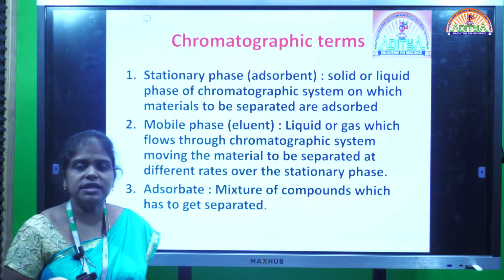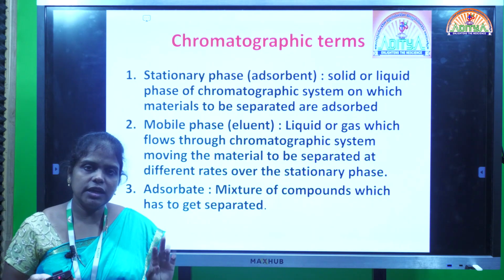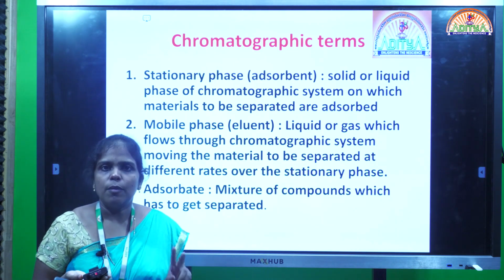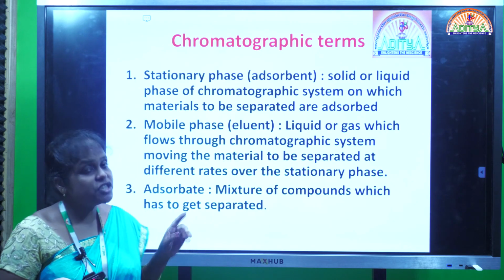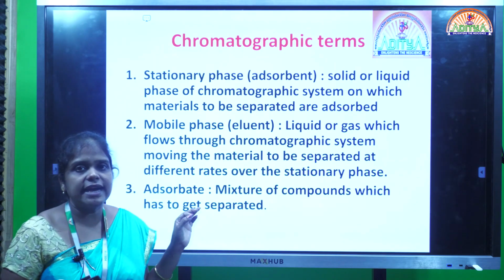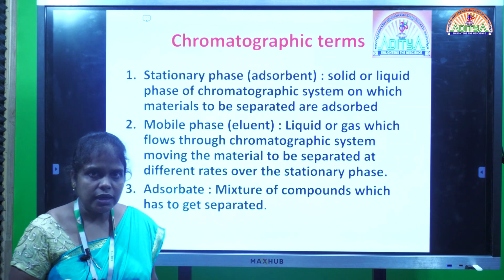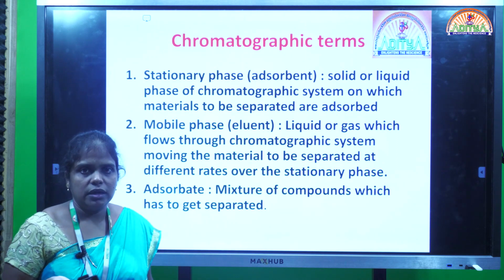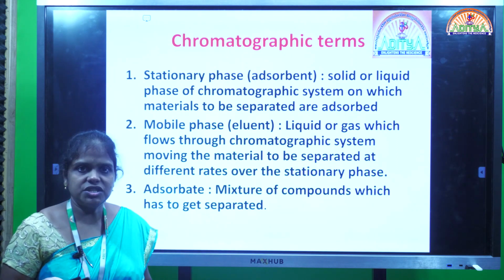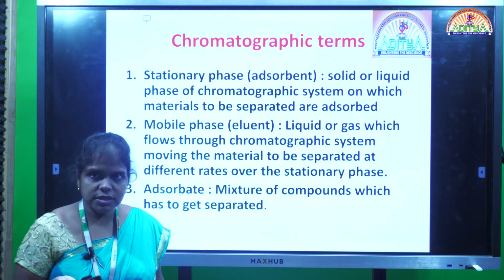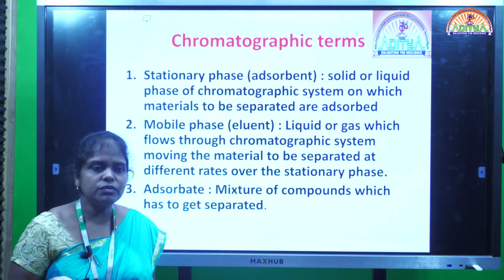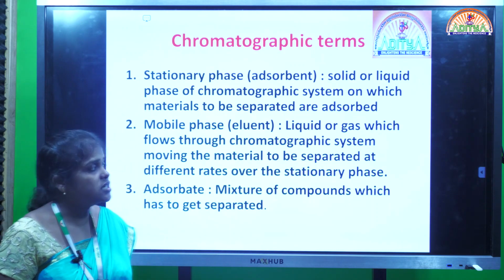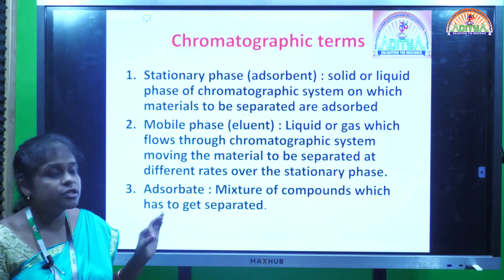Already I told you, in chromatography techniques we compulsorily use two phases. One is the stationary phase and the other is the mobile phase. The stationary phase is also called the adsorbent. Adsorbent means the substance on which anything will come and get adsorbed. It will not move, it will be stationary. On that stationary substance, whatever we keep will come and get adsorbed. That's why the stationary phase is also called the adsorbent.